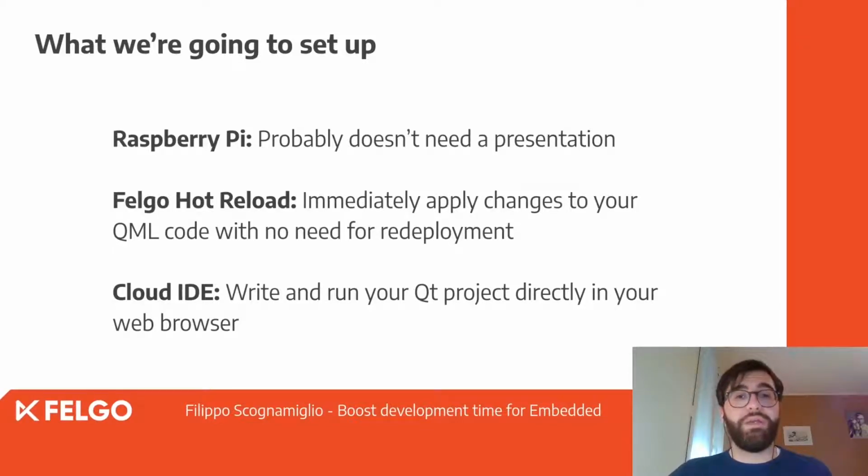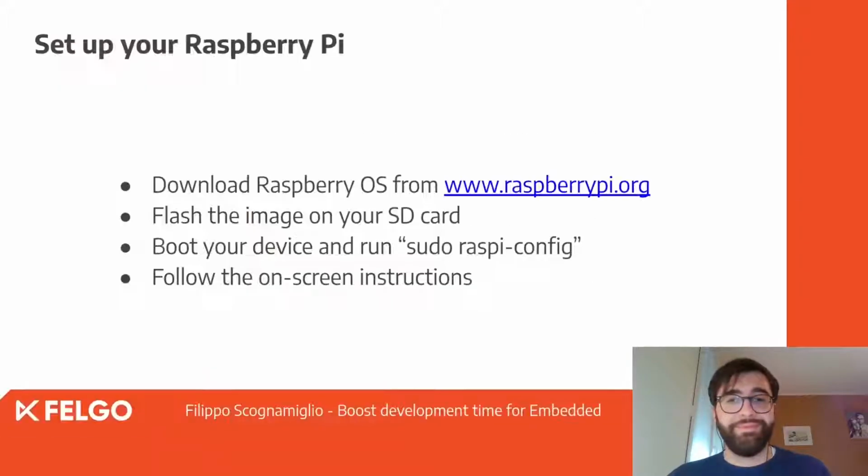We want to install the Felgo tools on a Raspberry Pi. So the first thing, let's start from scratch, from the bare bones. Just download the Raspberry Pi OS from raspberrypi.org and flash the image on your SD card. Once you boot your image and everything went smoothly, you can run sudo raspi-config, which will take care of a few things such as the SSH connection and some simple setup. You just keep following the instructions until you have a working Linux system on your Raspberry Pi.